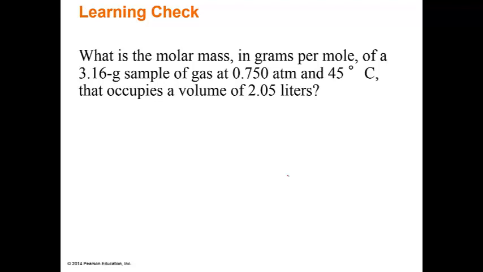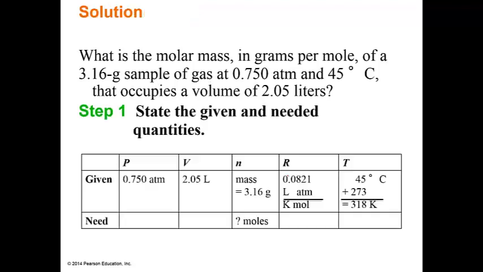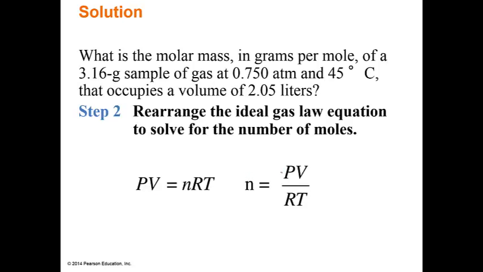Well, okay, we've got grams of a gas. We've got the pressure in atmospheres, we've got temperature, we have volume. Definitely ideal gas law. We can work with this. So 0.75, 2.05. We have the mass, but we're still looking for the moles. We've got our constant. Remember, we're using the atmospheric constant because we're dealing with atmospheres here. And then our conversion, 273 plus 45, 318 Kelvin. So now we rearrange it. Remember, we're looking for moles.